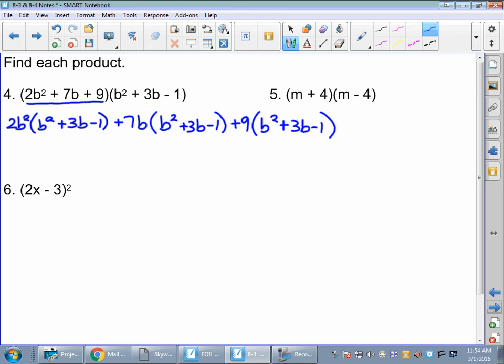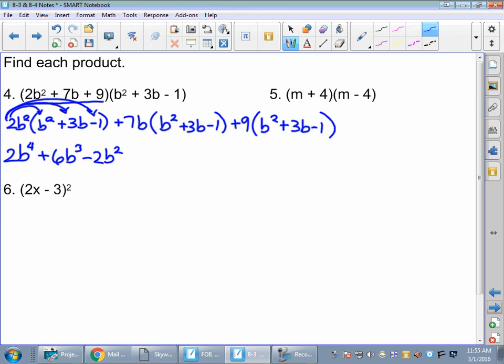I'll just move number 5 over. We might have to do that down below. So now we're going to distribute. A 2 times a 1 is a 2. A b squared times a b squared gives me b to the 4th. A 2 times a 3 gives me a positive 6. A b squared times b gives me b to the 3rd. A 2 times a negative 1 is negative 2, and then the b squared.